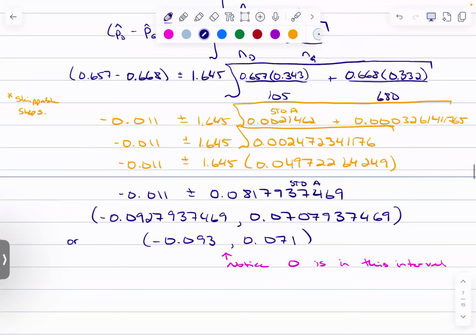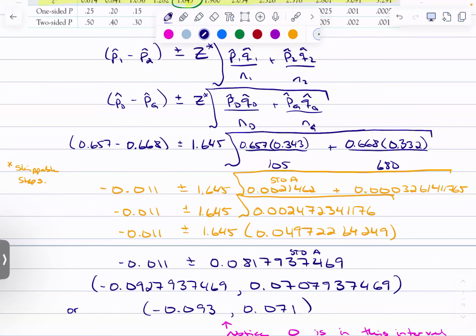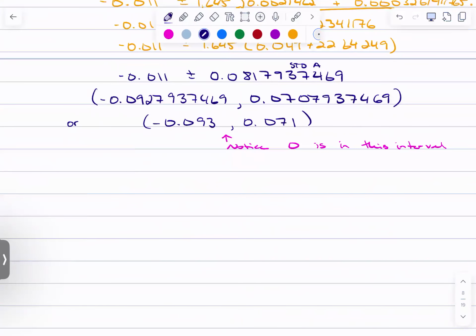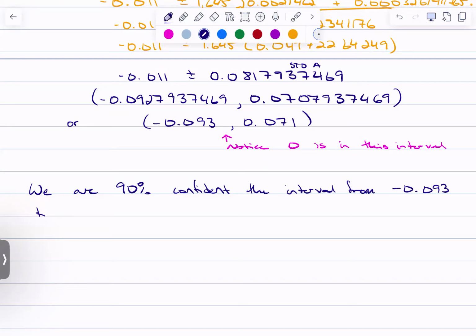All that work for only half the marks. Because what's the other half of the marks? We have to interpret our confidence interval. But we know how that starts. Okay, so let's see here. We are 90% confident because I made a 90% confidence interval. We are 90% confident the interval from negative 0.093 to 0.071 captures.